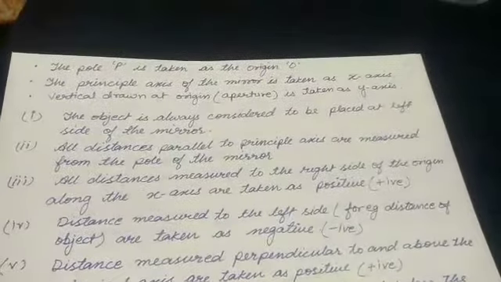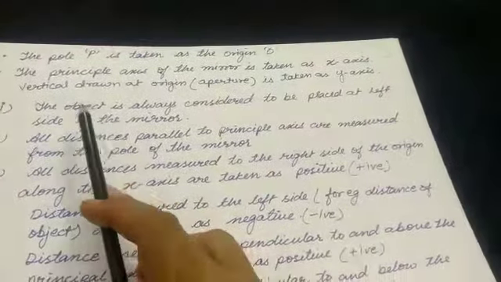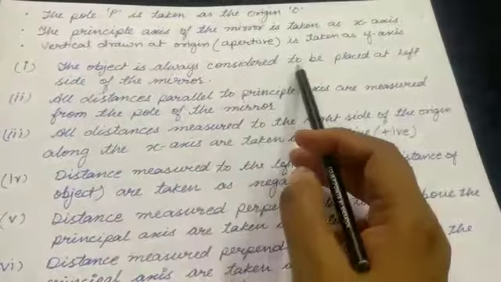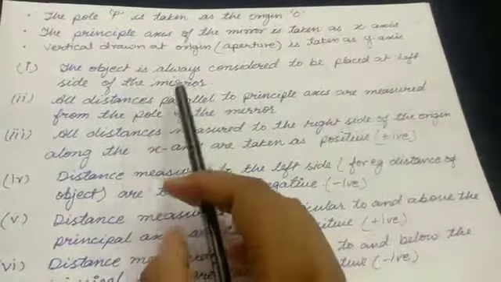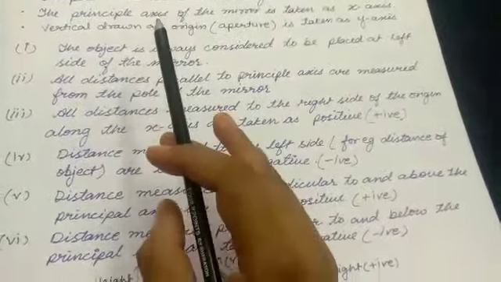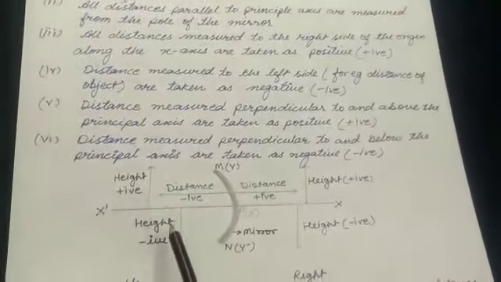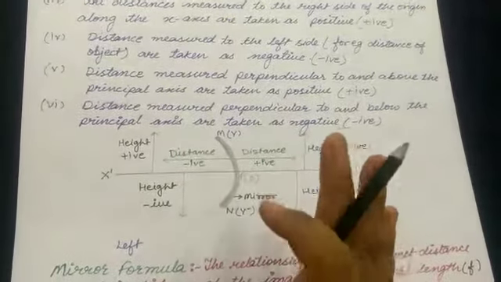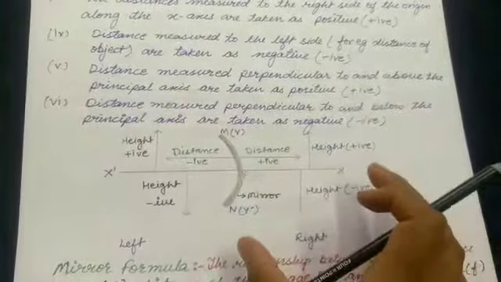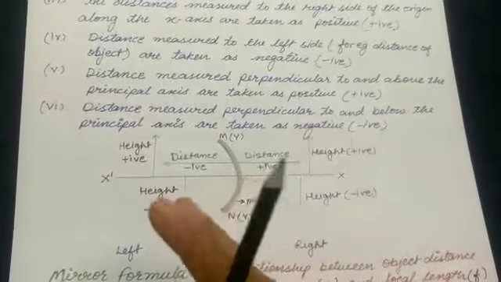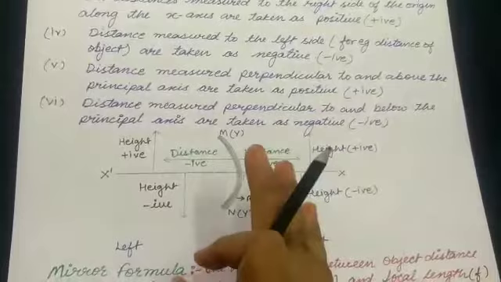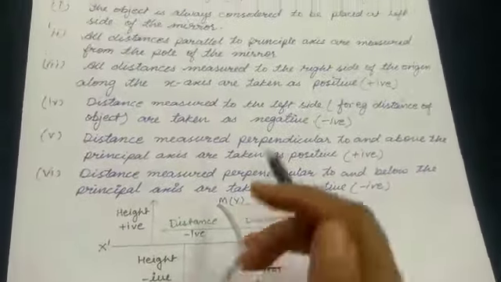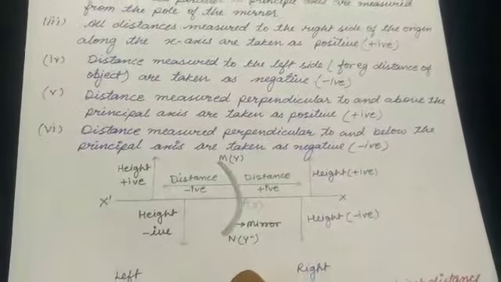Now what sign are we going to use? Let us see this. The object is always considered to be placed at the left side of the mirror. While solving the numericals, we consider that the object is always placed at the left side. This is the left side of the mirror and this is the right side of the mirror. Students, remember this thing. These sign conventions are for both kinds of mirrors, either the convex mirror or the concave mirror. So there will be no difference for both of them. The signs will be the same. So the object is always kept at the left side.